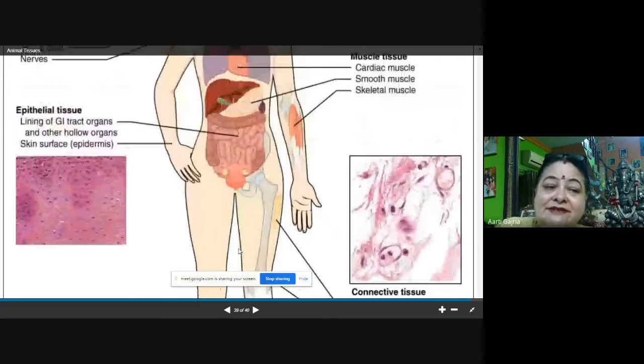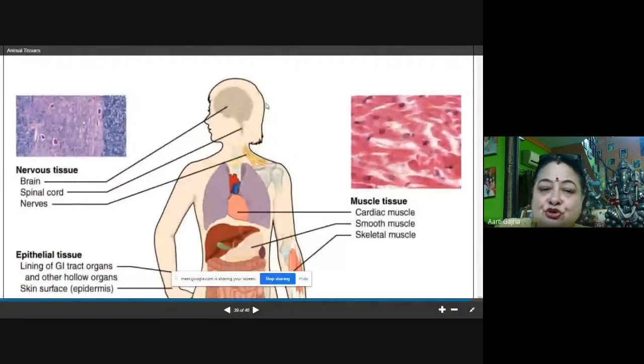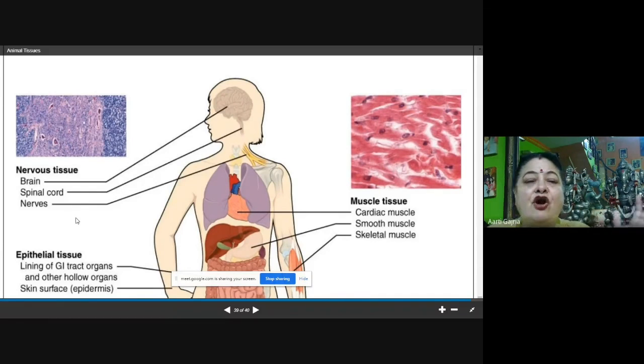And then we have discussed nervous tissue. So nervous tissue is the brain, spinal cord, peripheral nervous system, all nerves which are present in the brain, spinal cord, and nerves. They all comprise nervous tissue. So this is all about the animal tissue.